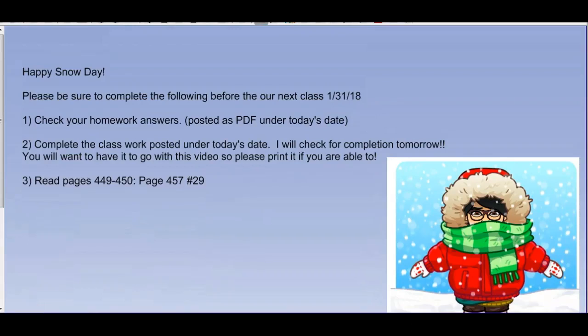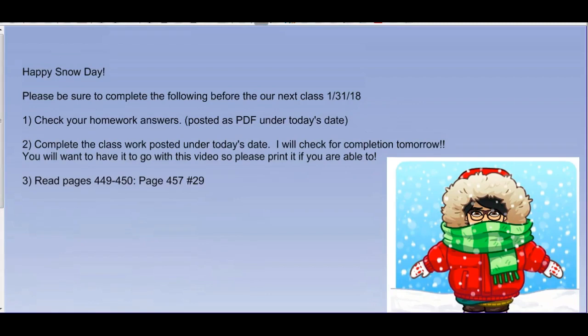Okay, guys, I need you to make sure that you complete the following things today for me to make sure that we don't fall off track because we will be having our test that Friday before our February break. Okay? So, first of all, the homework answers are posted as a PDF under today's date on the website.